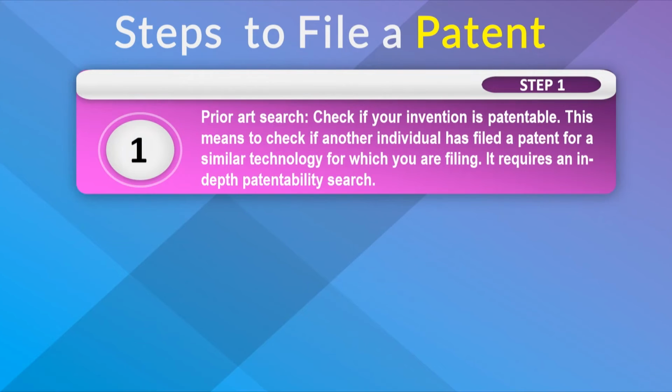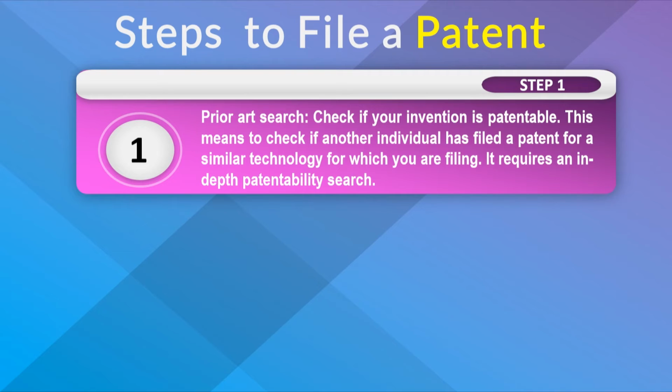The step 1 for this is known as prior art search, means check if your invention is patentable. This means to check if another individual has filed a patent for a similar technology for which you are filing. That means, in simple words, what you are going to patent, it should be new and nobody else should have already done that discovery or that invention.